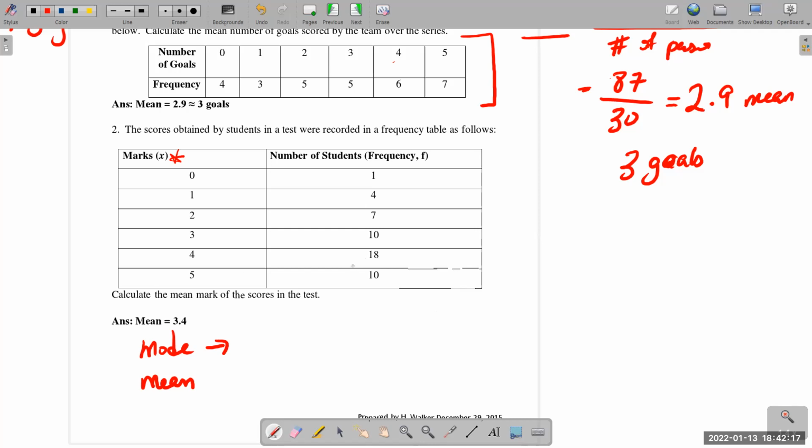And 18 people got 4 marks. So obviously, 18 is the highest group. So the mode is 4 marks. Excellent job, everybody. Very proud of you guys.